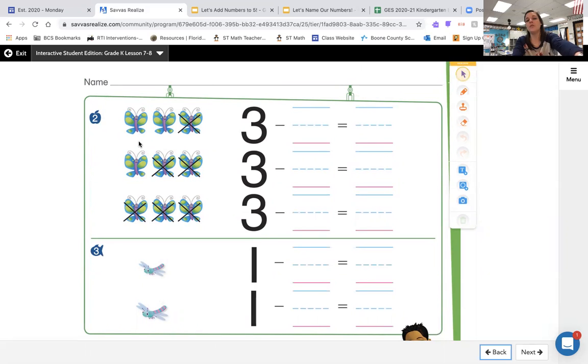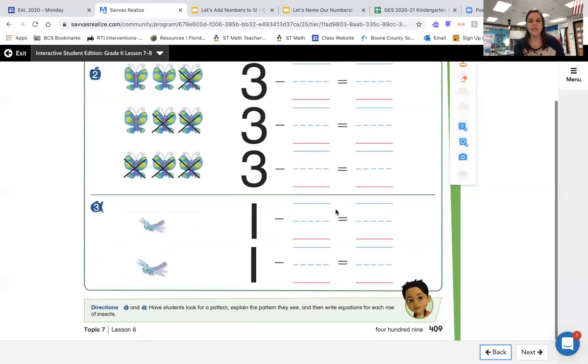Number 2 shows our whole group of 3. Every time you're starting with 3, but you're going to notice the number of X's that are on each butterfly, the number of butterflies that fly away, are increased by 1 every time. Okay, so you're going to draw, or write your sentence to match your picture in each row. Okay, and then make sure to circle your leftovers to show how many you have left for your answer. But let's take a look at number 3 together.